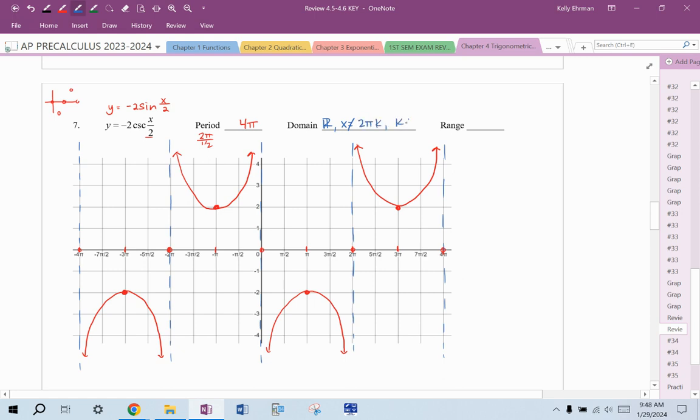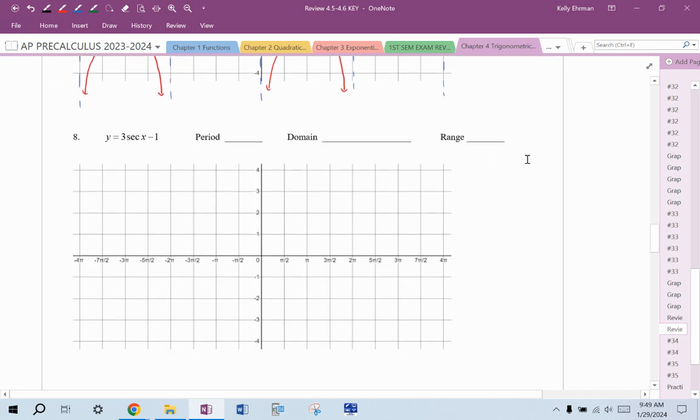And remember to either write out the words, k is an integer, or you can use this little shorthand. K is an element of the integer number set. That's what that Z means. That's the letter that denotes the integer number set. I didn't make the rules. I'm just the relay. Capital I was taken for irrational numbers. Anyway, range is -infinity up to -2 on the bottom branches, and then 2 to infinity.